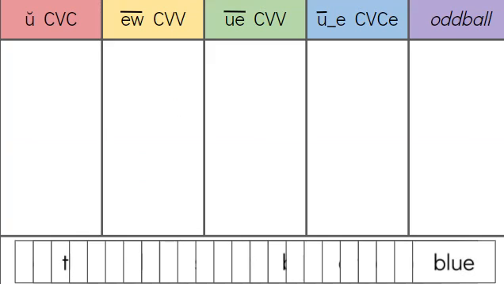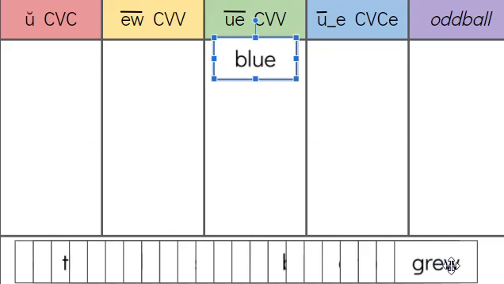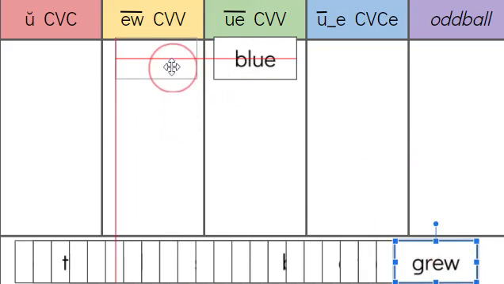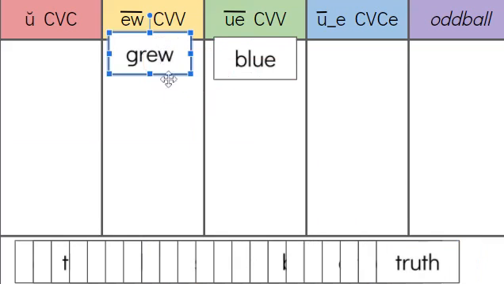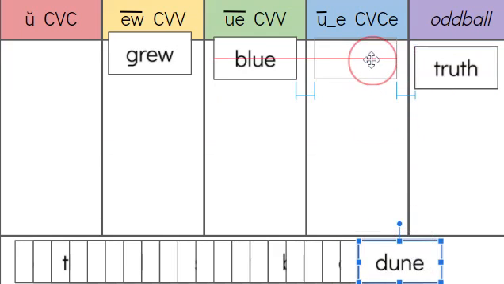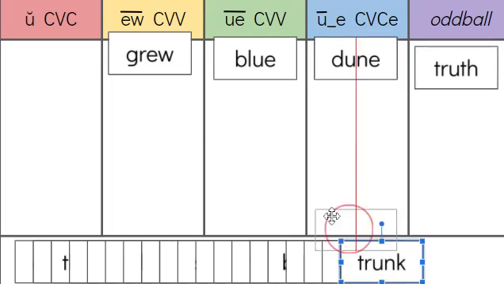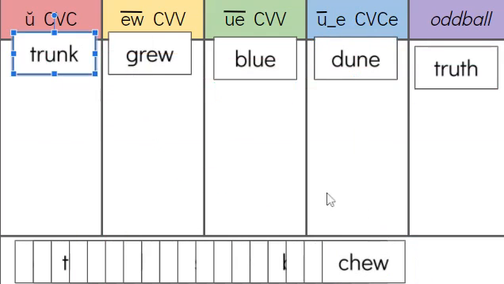Let's start with the word blue, and we can see here that UE spelling pattern. The next one being grew with an EW spelling pattern. Truth. Now that's an OO sound, but it is our oddball. We just went over that one there. Dune, D-U-N-E. That magic E gives us the long U sound. Trunk, T-R-U-N-K. We have a short U sound in that one.